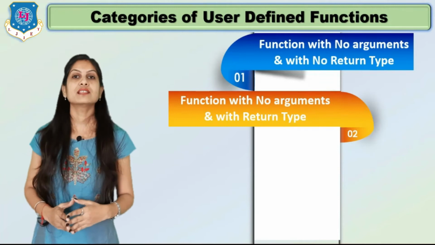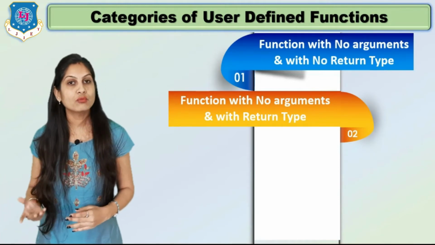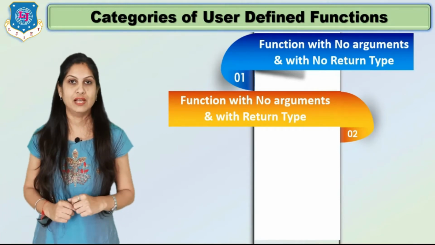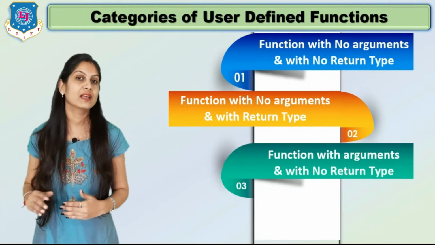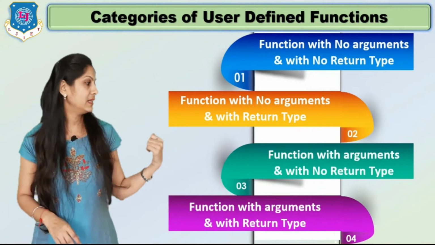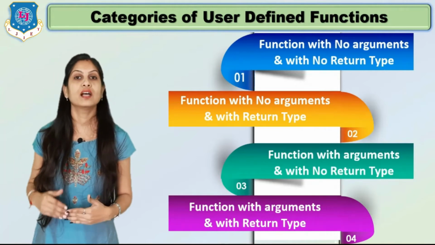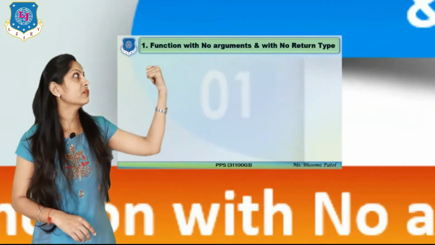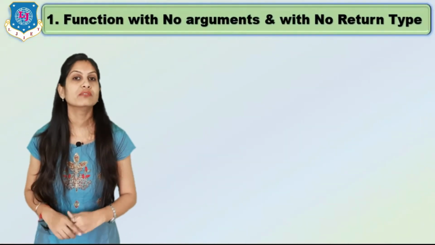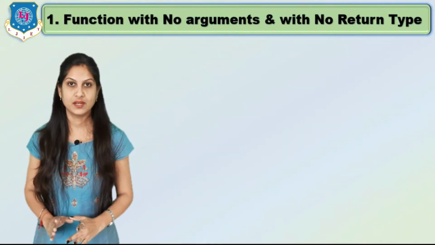The second one is function with no argument but with return value. Clear? Third is function with argument and with no return type, and the last one is a function with argument and with return type. Clear? So start with the very first, that is function with no argument, no return type.